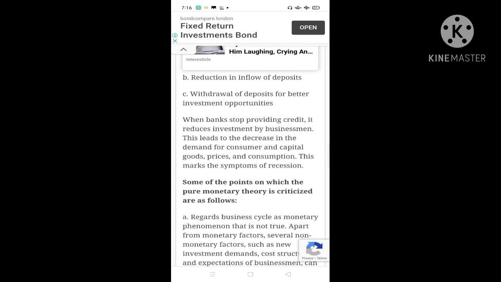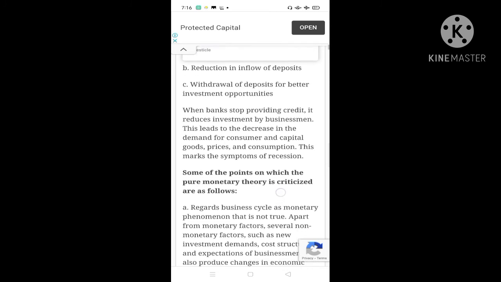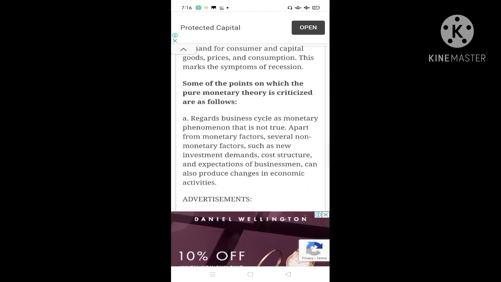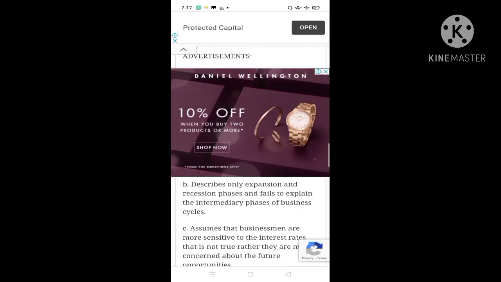Now let us see the criticisms leveled against the monetary theory of business cycle. It regards the business cycle as a monetary phenomenon, which is not true. Apart from monetary factors, several non-monetary factors such as new investment demands, cost structure, and expectations of businessmen can also produce changes in economic activities. According to Hawtrey, it is a monetary phenomenon, but critics argue that it is not the only factor which determines the business cycle. Many other non-monetary factors also help in determining the business cycle of an economy. This is the first criticism.